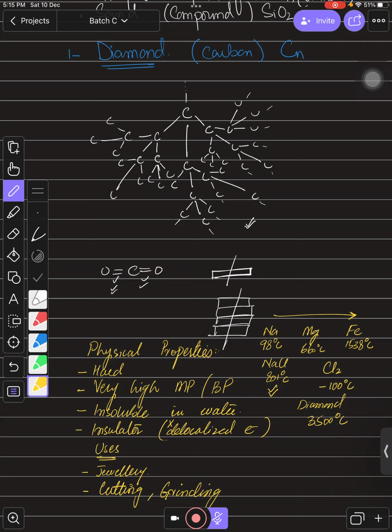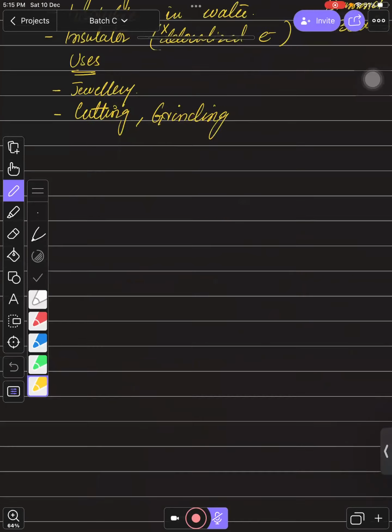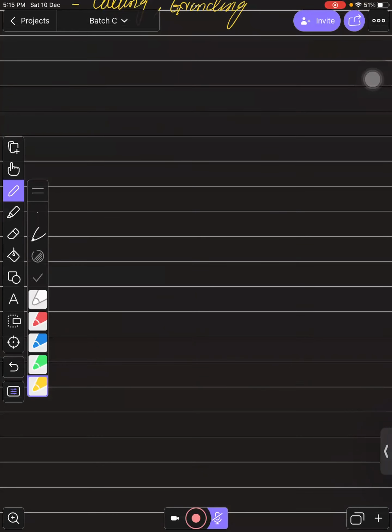Should we move towards the next thing? Let's move towards the second structure, which is actually graphite. The second structure is graphite.